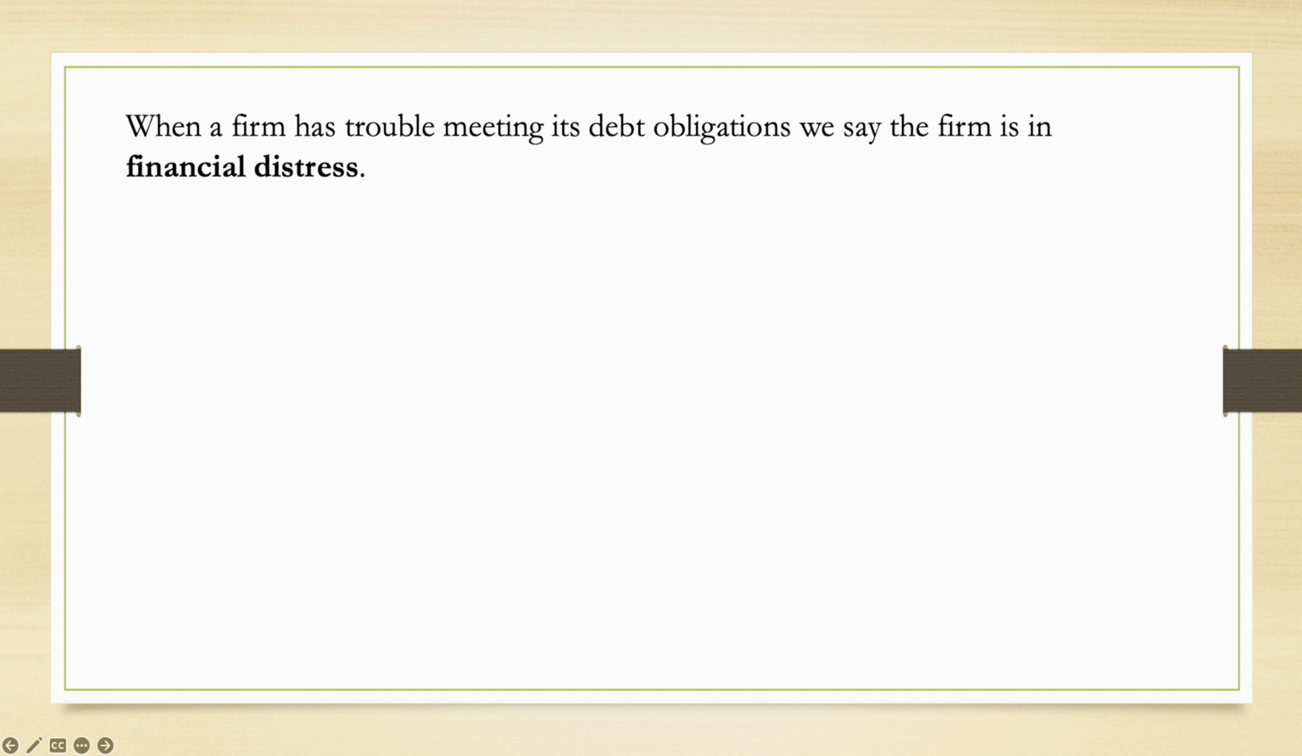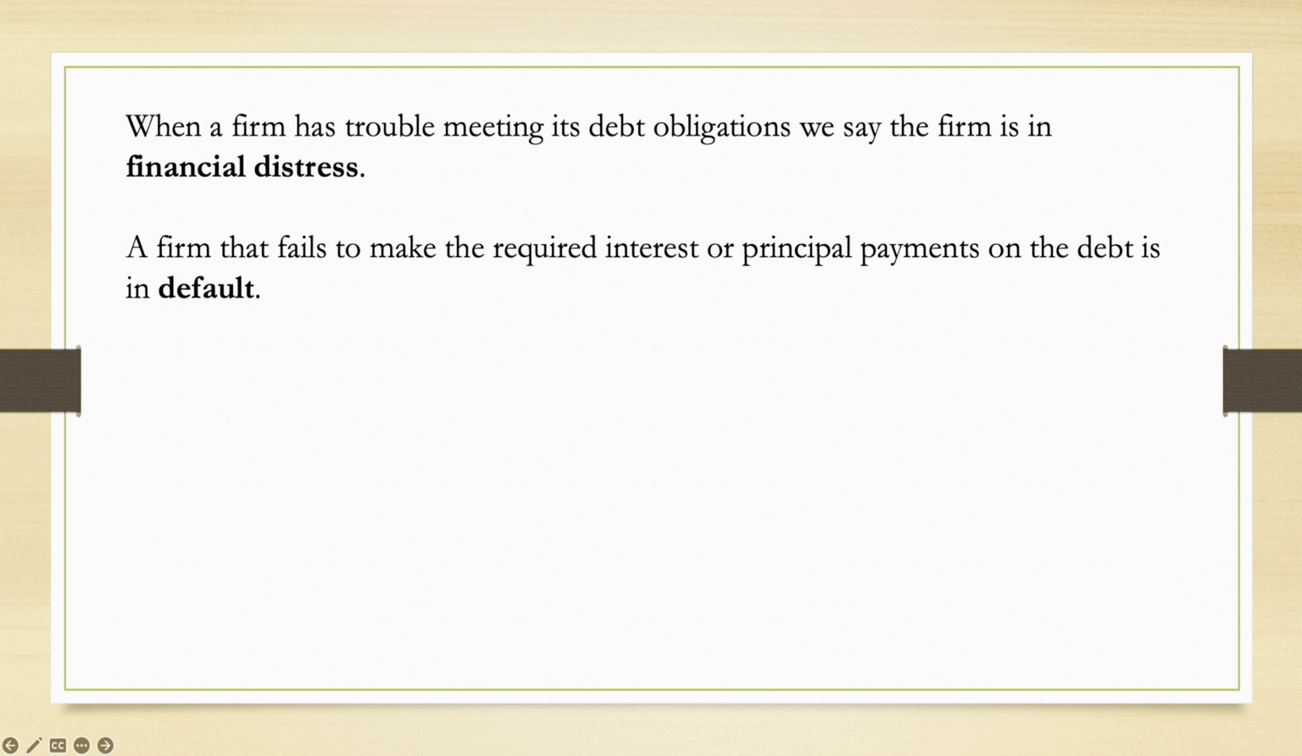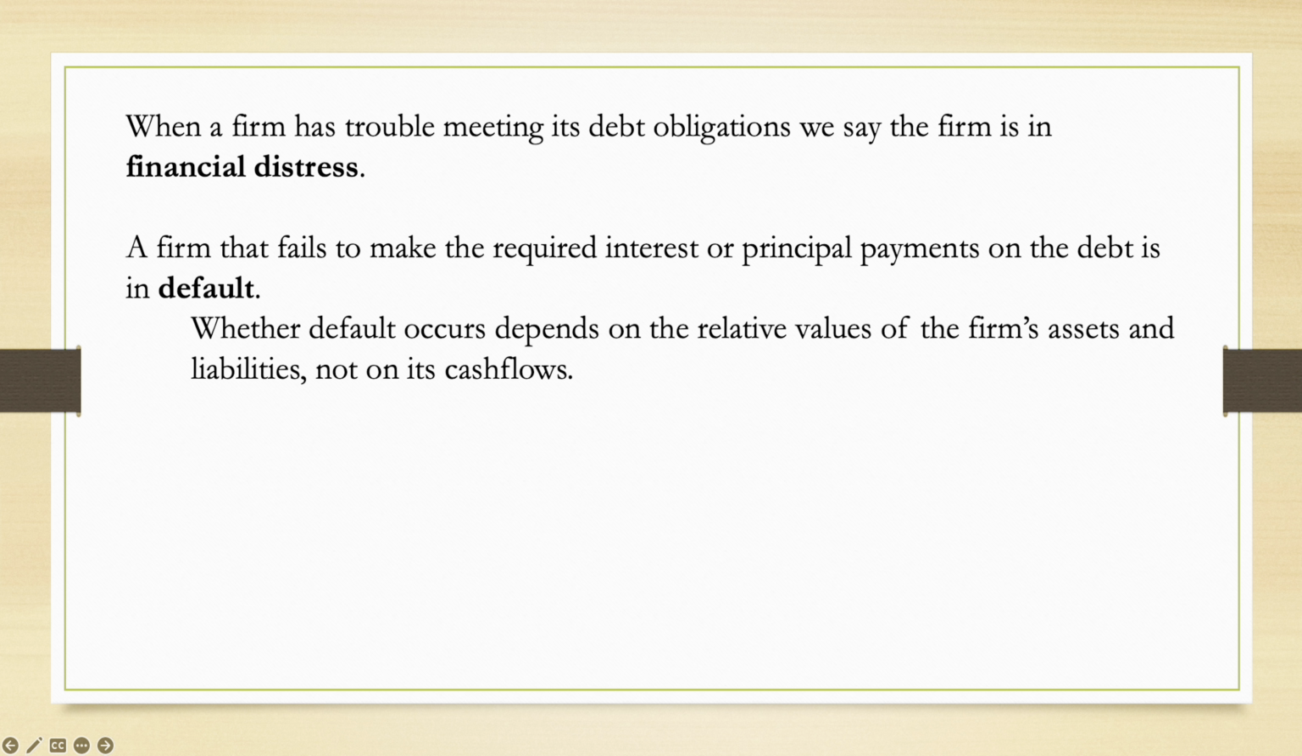What could leverage bring to a firm? Financial distress. When a firm has trouble meeting its debt obligations, we say the firm is in financial distress. A firm that fails to make the required interest or principal payments on the debt is in default. Whether default occurs depends on the relative values of the firm's assets and liabilities, not on its cash flows. Many firms experience years of negative cash flows, yet remain solvent.